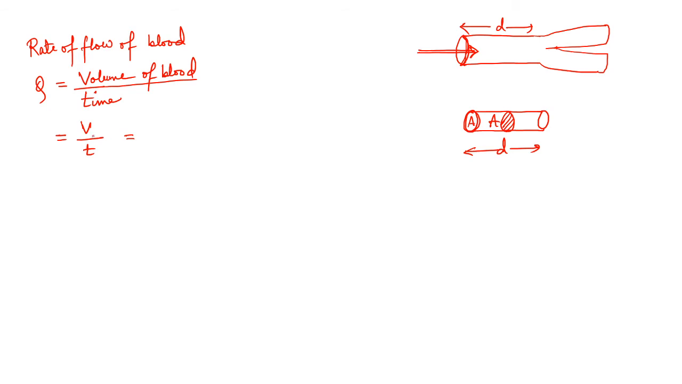Okay, so we can write V equal A into d by t, right? That is volume equal area into distance, or area into length. So A into d by t. Now see here, this d by t, what does it mean? Distance per unit time, right? Distance per unit time is actually velocity, right? So we can write it as A into u, because our u was the velocity, u equal d by t, right?